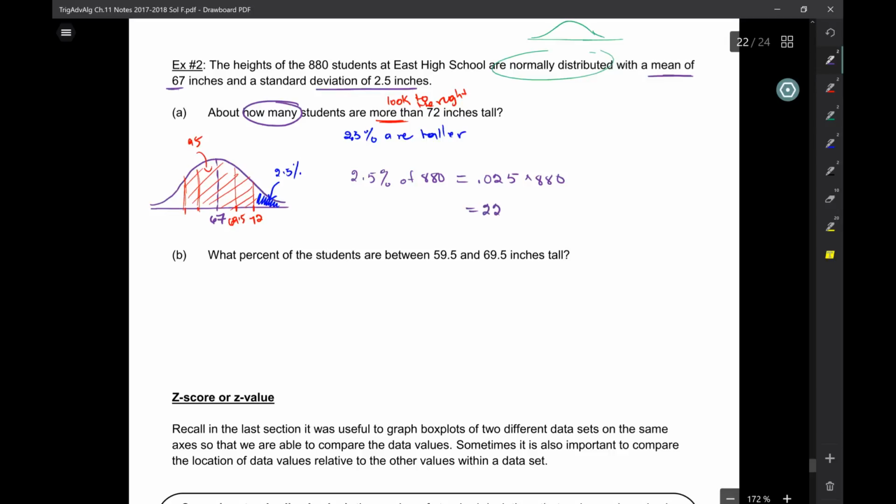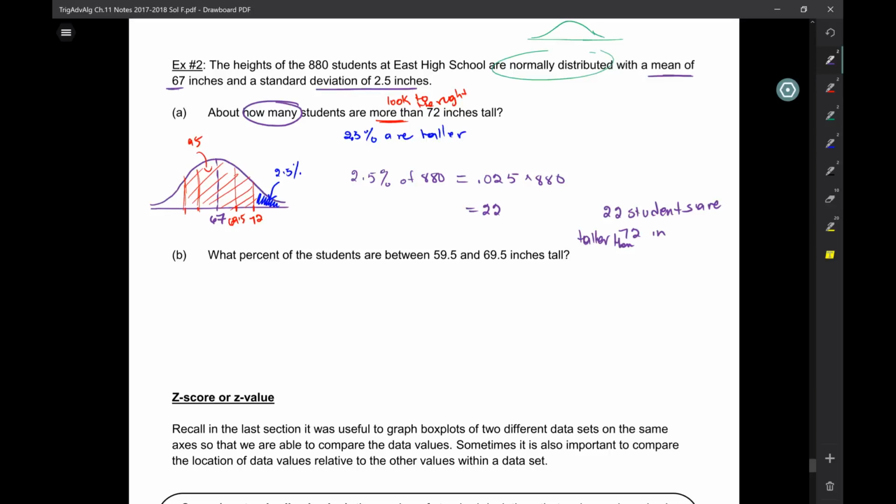So 22 students are 72, are taller than 72 inches. Okay, what percent of the students are between 59.5 and 69.5?